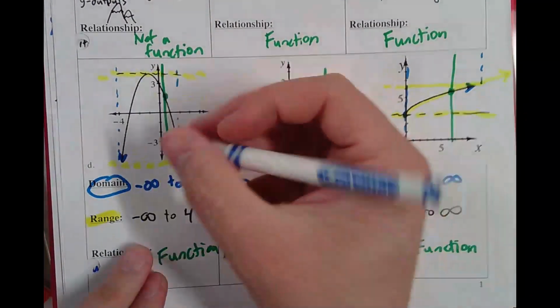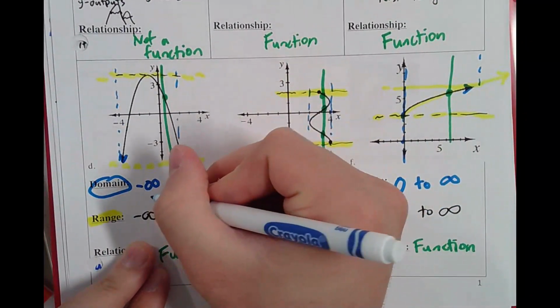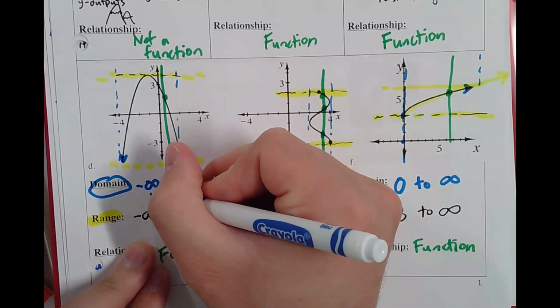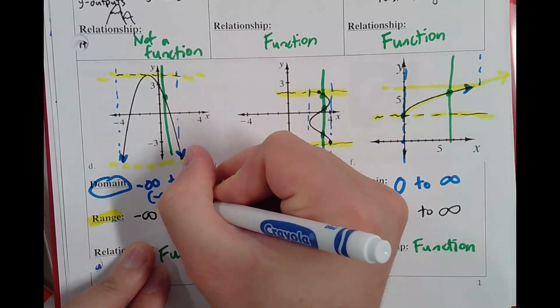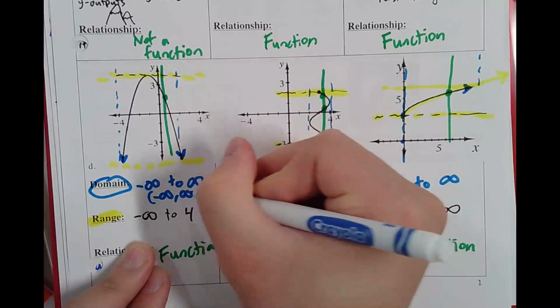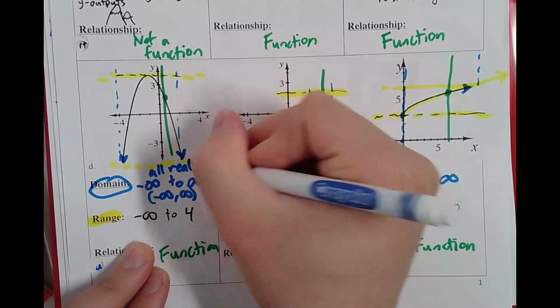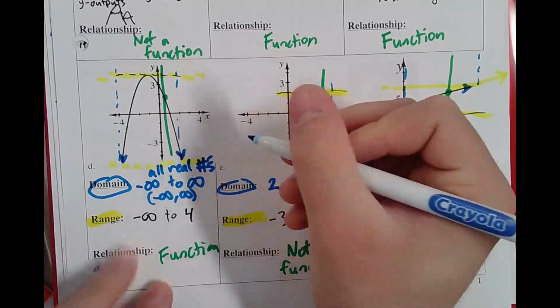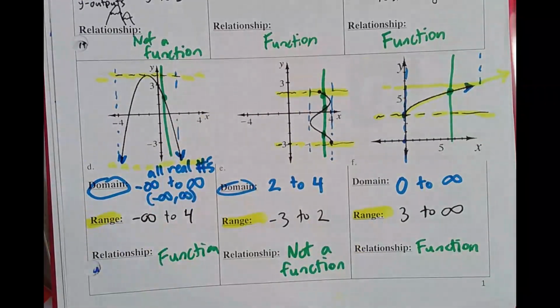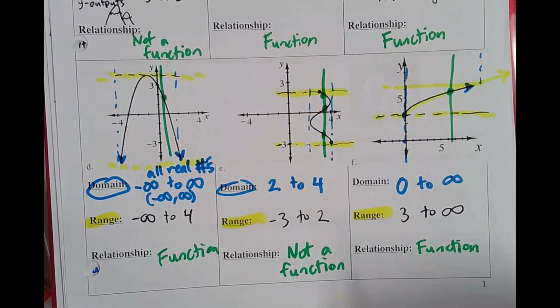Next one. Another way to write this is going to be parentheses, negative infinity, comma, infinity, otherwise known as all real numbers. If it's all the way from negative infinity to positive infinity, that includes every single number.